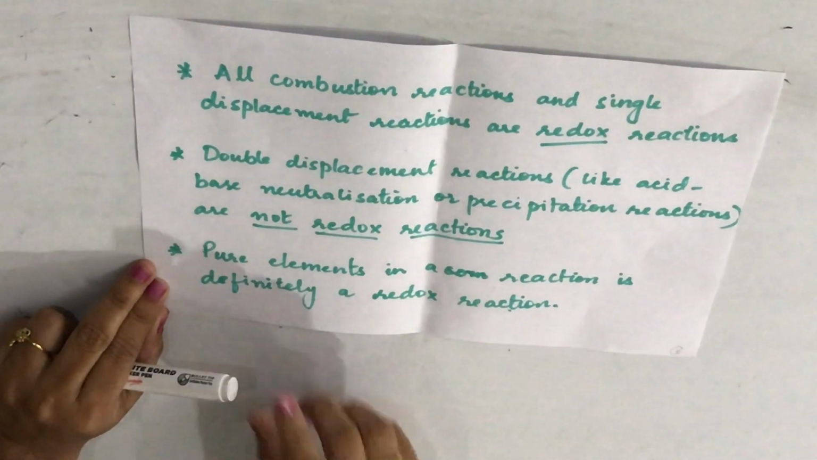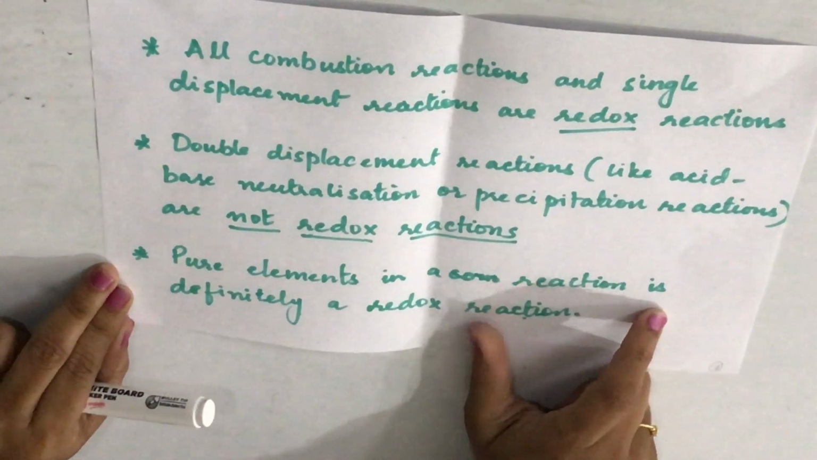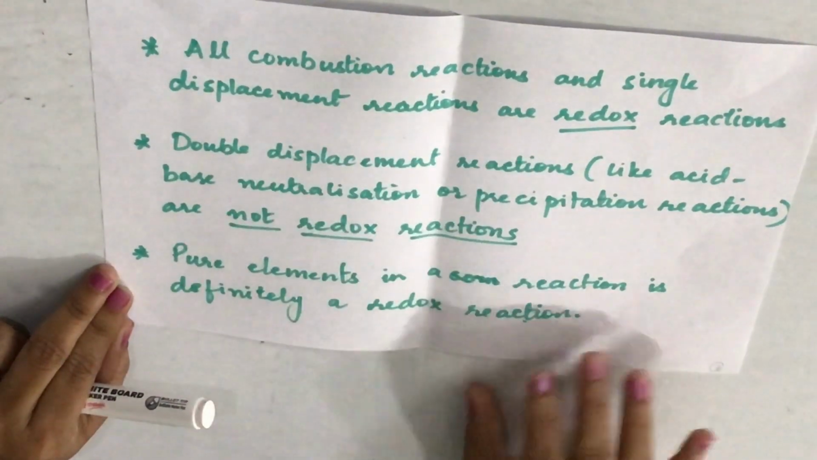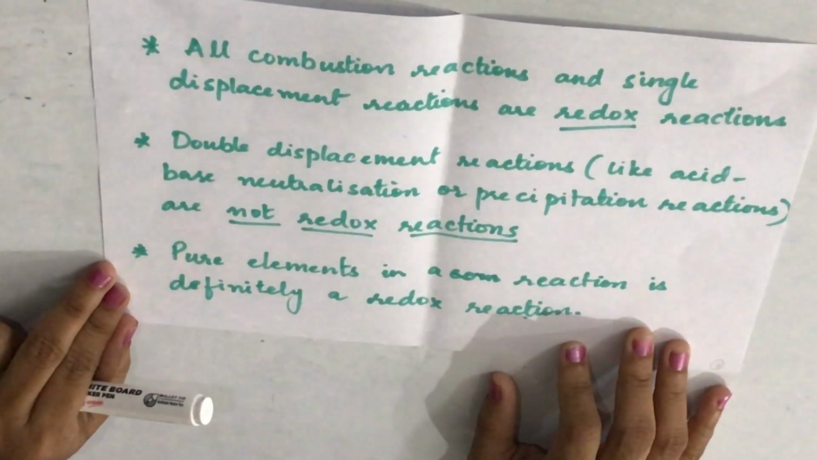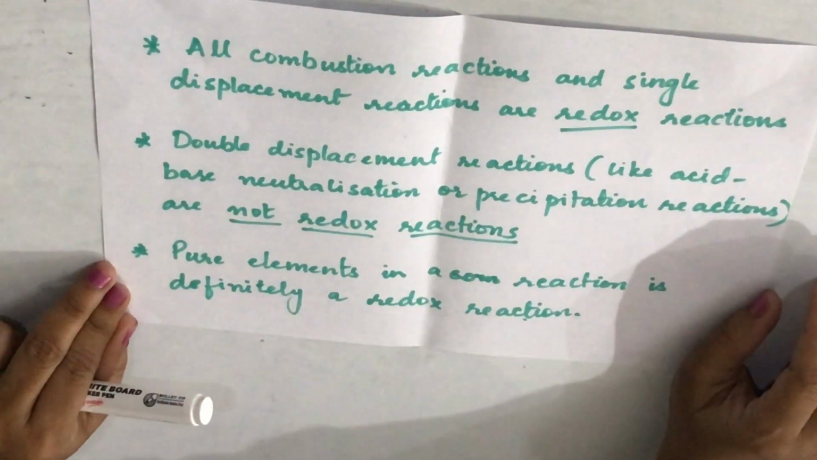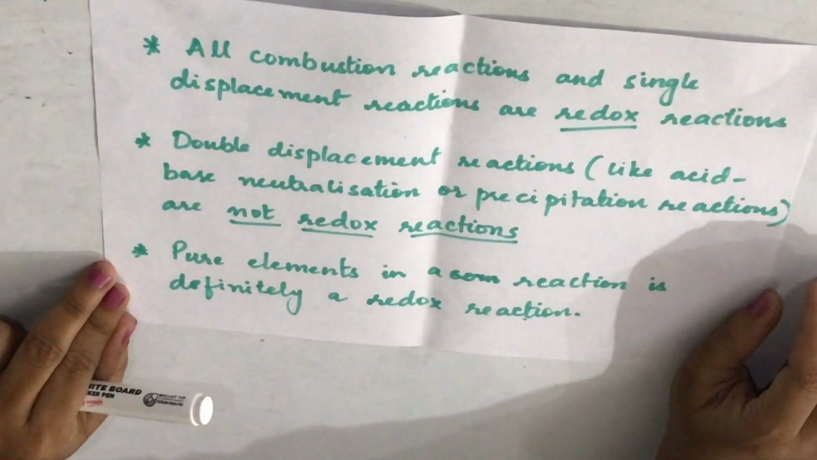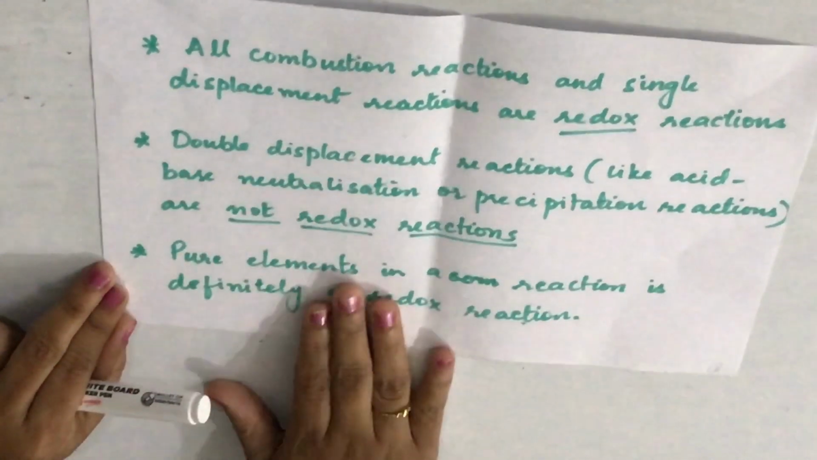Then one point which you should always remember is wherever you see pure elements in a reaction, that is definitely a redox reaction. So these are some quick points which you should remember. Questions asked in the board exams are usually to identify whether it's a redox reaction or not. And then if it is a redox reaction, you have to find out the oxidizing agent and the reducing agent. If you see any pure element, it is definitely a redox reaction.